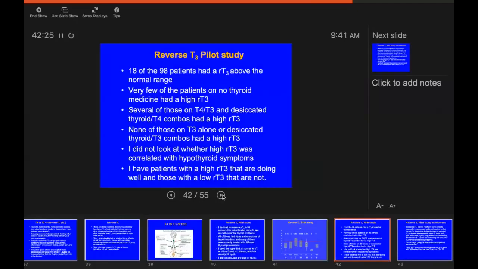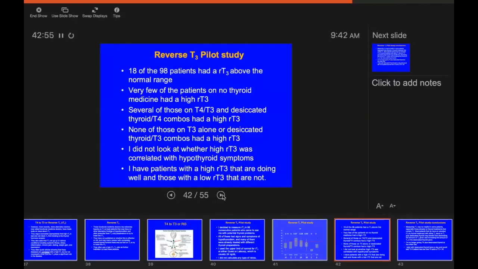So 18 of the 98 patients had a reverse T3 above the normal range. Very few of the patients on no thyroid medicine had a higher reverse T3. Several of those on a T4, T3 combination, and desiccated thyroid plus T4 combinations had a high reverse T3. None of those on T3 alone or desiccated thyroid plus T3 combinations had a high reverse T3. I didn't look at whether the reverse T3 was correlated with the hypothyroid symptoms. And I have several patients with a high reverse T3 who are doing pretty well, and several patients with a low reverse T3 who are not doing well.